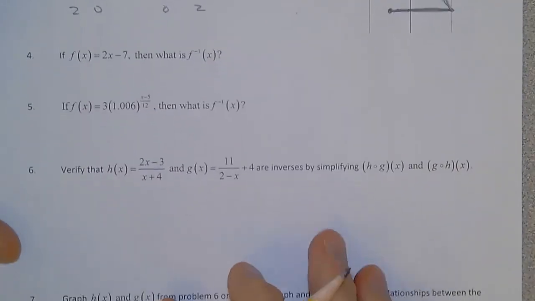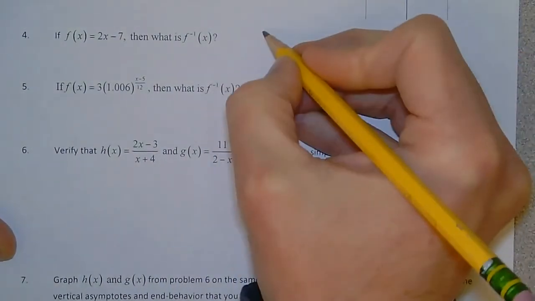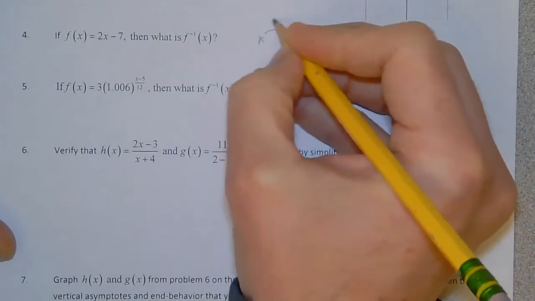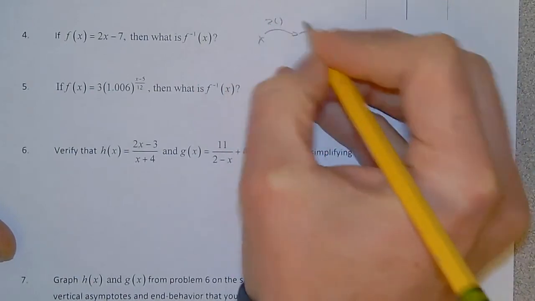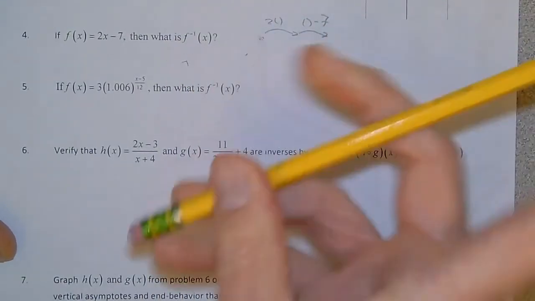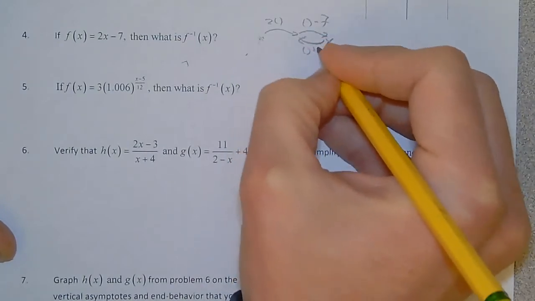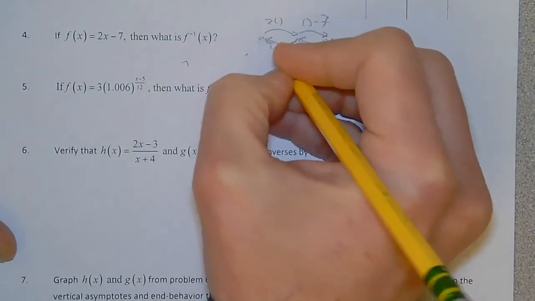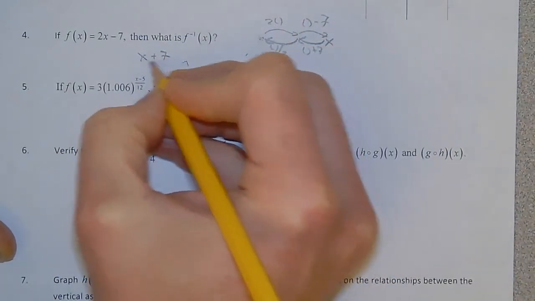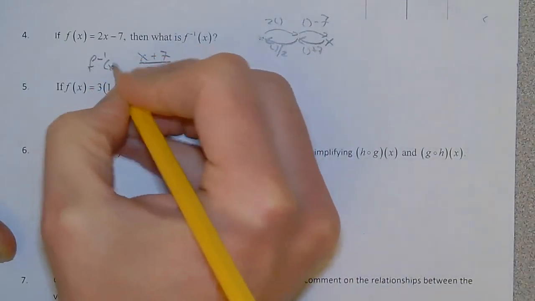All right, if f of x is 2x minus 7, then what is f inverse? One quick easy way to do this is to build the arrow diagram. So we'll multiply by 2 and subtract 7, and then we switch x over to here and go back, which is adding 7 and dividing by 2. So x plus 7 divided all by 2, that is f inverse.